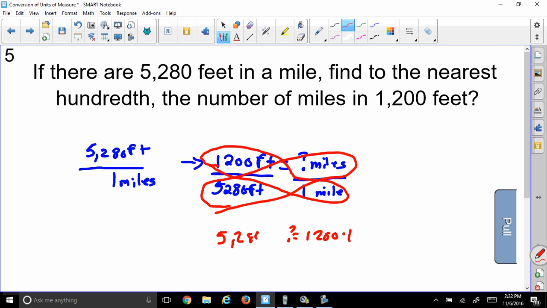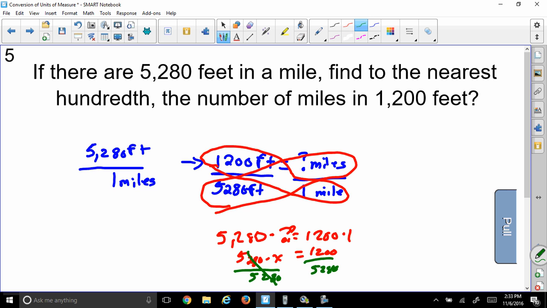So 5,280 times question mark equals 1,200 times 1. Well, 1,200 times 1 is 1,200. Now I'm trying to figure out 5,280 times what, and I'll put a little X there, equals 1,200. Well, if I divide both sides by 5,280, solving a regular equation, this will cancel out.